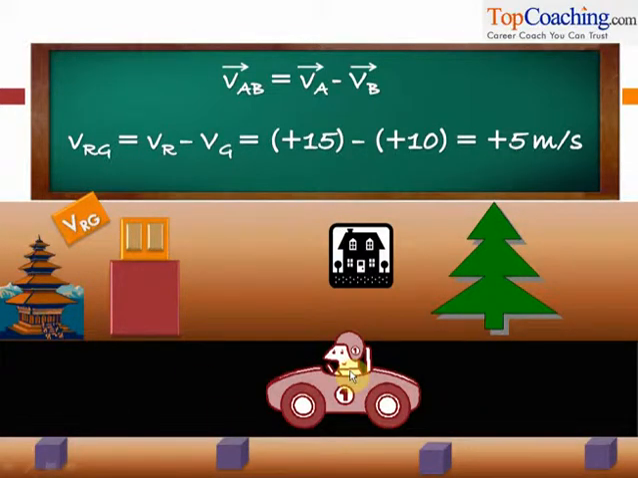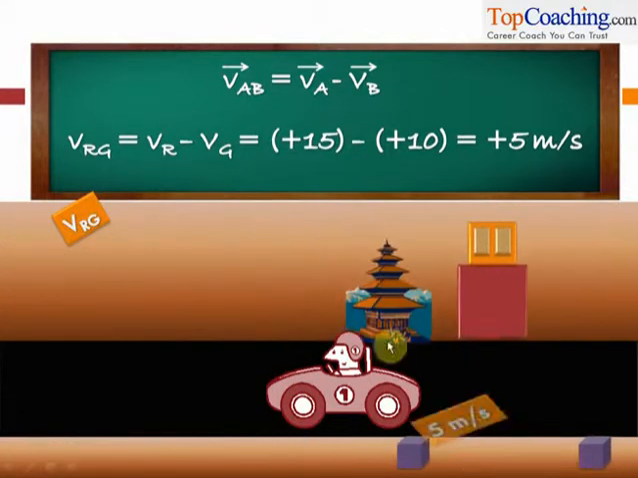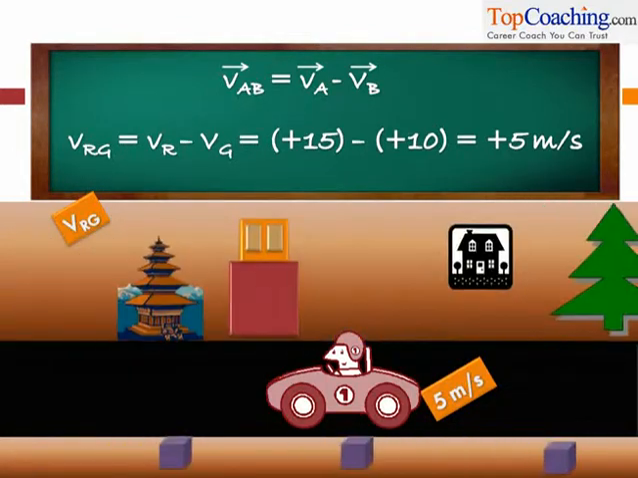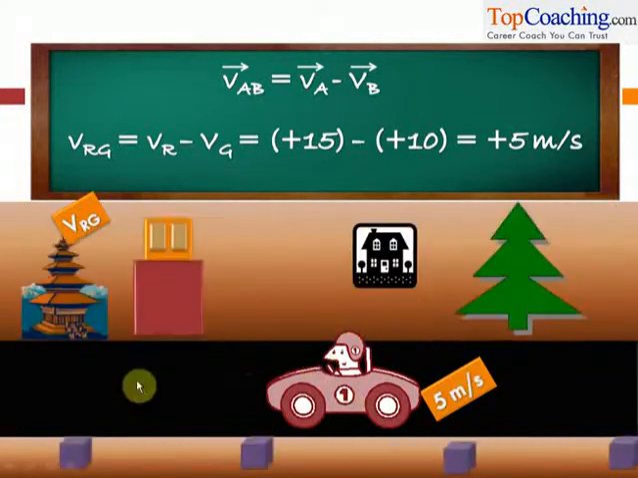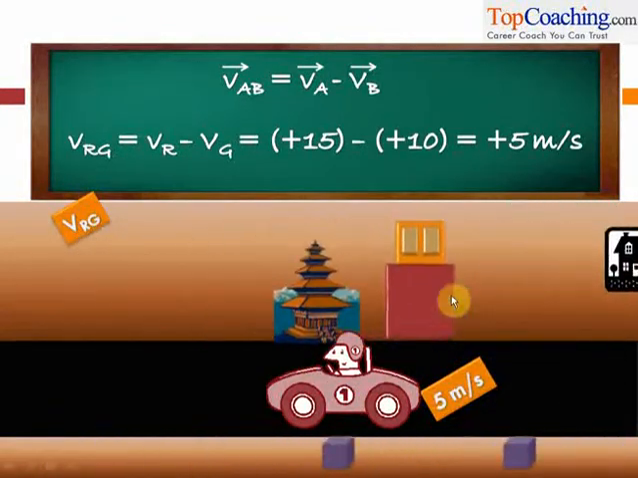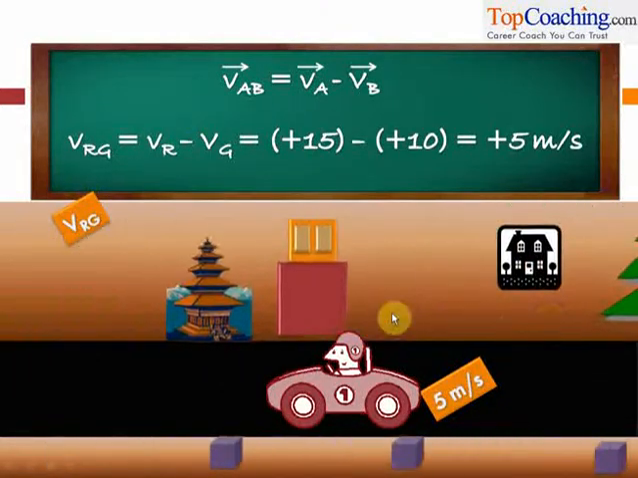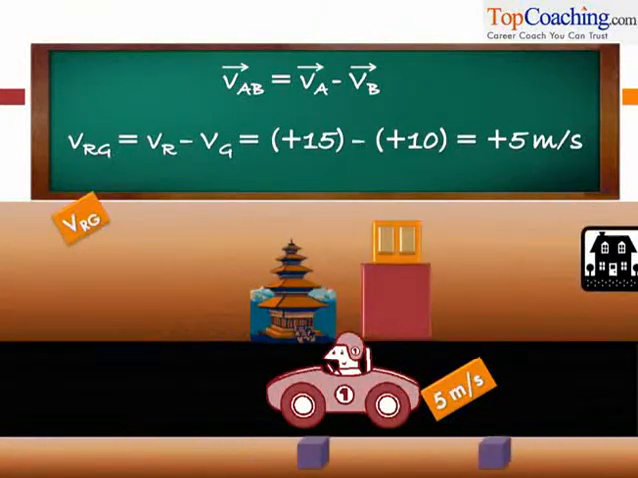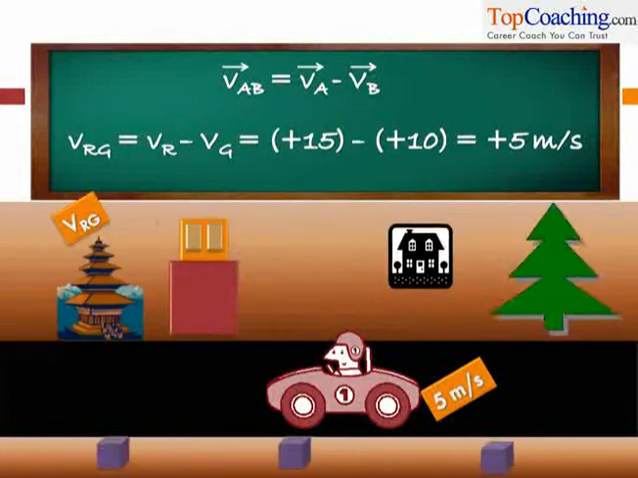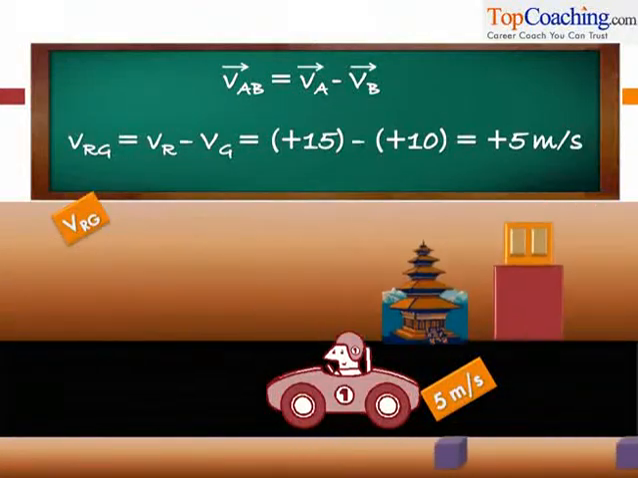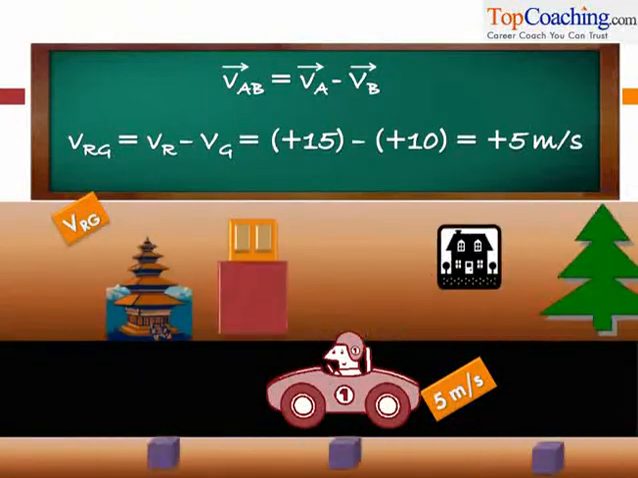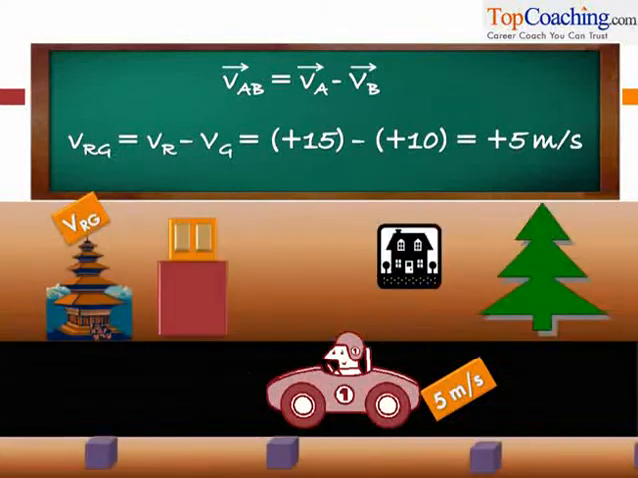Understood? This is the velocity of the red car as observed by the person sitting inside the green car. Here you go. The person sitting inside the green car will observe the red car moving at 5 meters per second. Understood? This is how the person sitting inside the green car will observe the red car moving. You should note here that we denote the velocity of A with respect to B as VAB. Understood? So VAB is the velocity of A as seen from B. So VRG here represents the velocity of the red car as seen from the green car. Understood? VRG is VR minus VG.